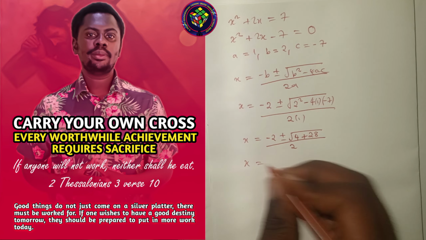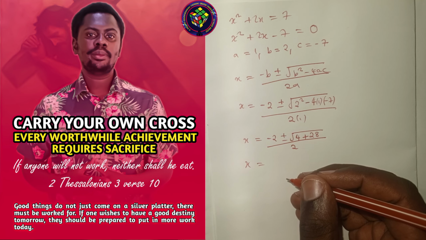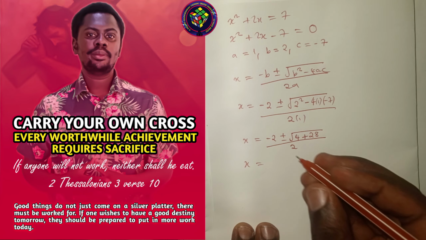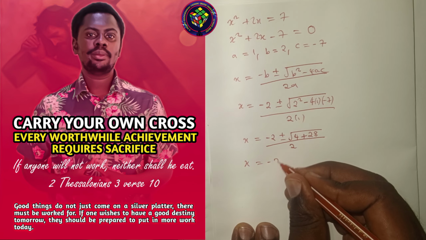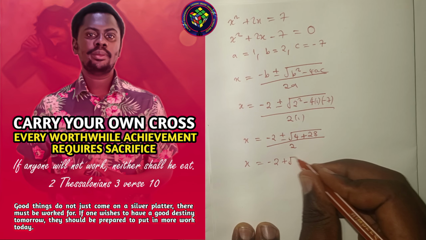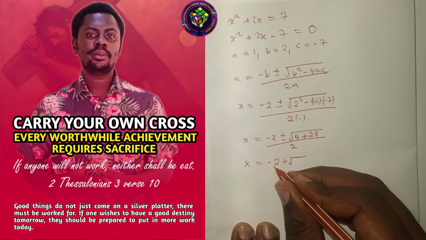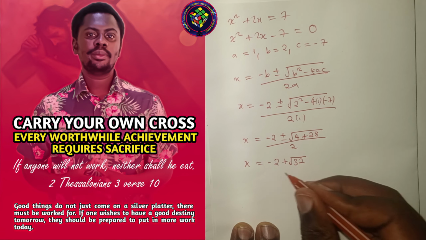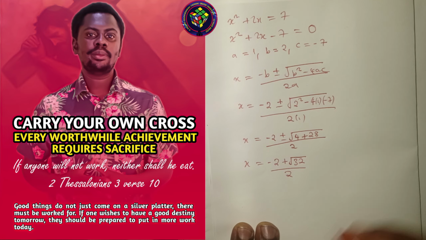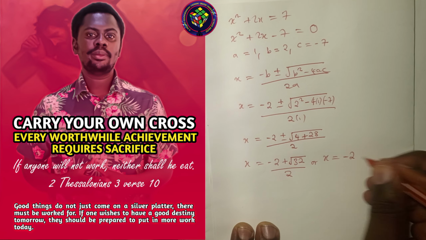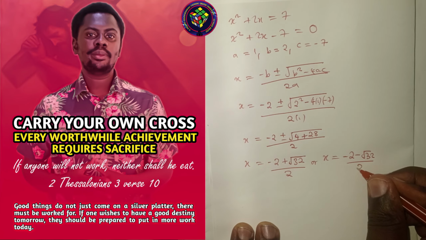So there are two possible solutions, one for addition and the other for subtraction. Let's start with addition. We have minus 2 plus the square root of, what is 4 plus 28? Yes, 32. So minus 2 plus the square root of 32, over 2. Or x is equal to minus 2 minus the square root of 32, over 2.